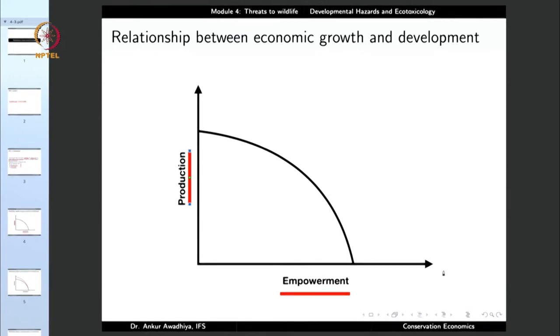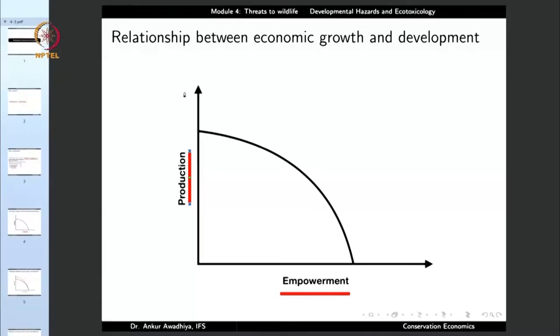So suppose the society decides that we are going to invest our resources into producing more and more amount of stuff. So in that case, the empowerment might take a hit because the people who were necessary for doing empowerment, such as doctors or nurses or teachers, that would have helped people to have a much better control over their lives are now being diverted into, say, production. So in that case, this society will have a much greater production, but at the cost of empowerment.